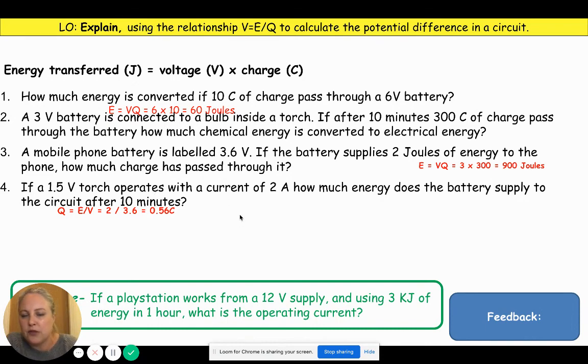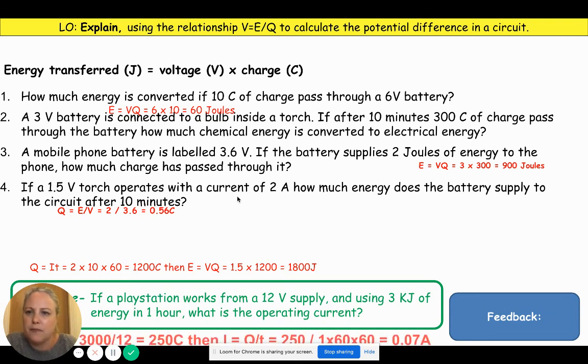So we can work out the charge by 2 amps times, not 10 minutes, because we need to get that into seconds. So charge equals current times time: 2 times 10 times 60, so that gets it into seconds, gives me 1,200 coulombs. Then we can put that into our equation: energy equals potential difference times the charge. So 1.5 volts times the 1,200 charge gives me an answer of 1,800 joules. Sorry that it got a little bit messed up on there for you.